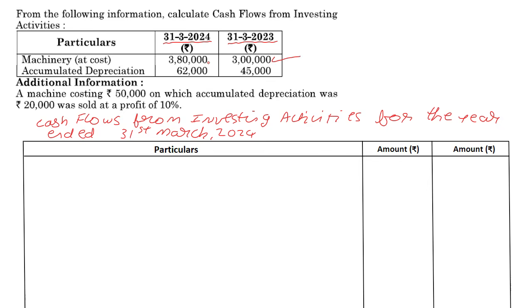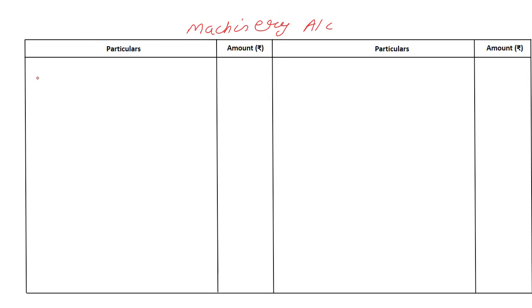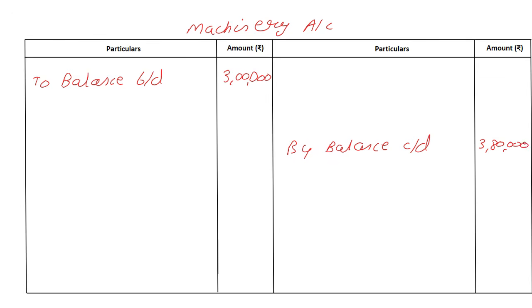All right, so at cost, opening balance is this, closing balance is this. So to balance brought down 3 lakhs and by balance carried down 3 lakh 80.